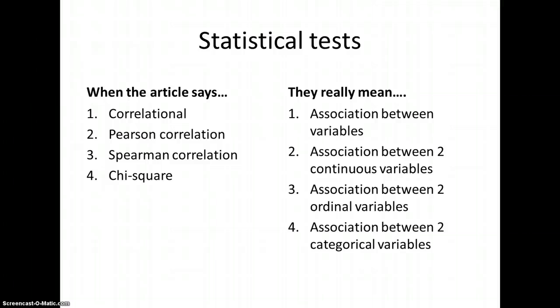When the article says correlation, that's the association between variables. Understand, correlation does not mean causation. They are not the same thing. Just because something is correlated does not mean it caused it. A Pearson correlation is association between continuous variables. Spearman uses ordinal, and a chi-square uses categorical. Again, if you are confused on the variables, then the correlation test won't make any sense. So go back through and review the different types of variables that they're using. All right.